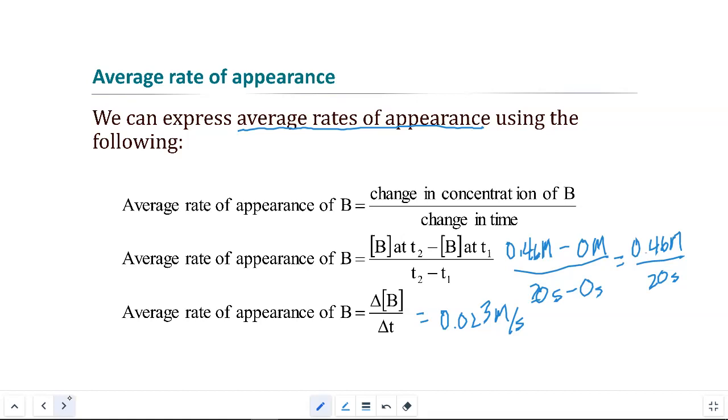So this is our first kind of calculation, the average rate of change. And all we have to do for an average rate of change is just this. Take whatever it is, look at the two concentrations, the two timestamps, subtract them from each other, and divide the concentration by the time.